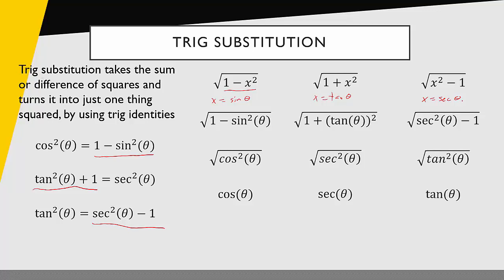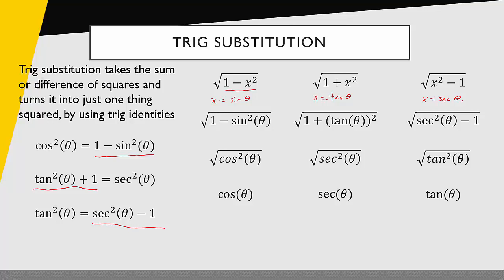So the concept of trig sub says that we're making a clever substitution, x equals either sine, tangent, or secant, because when I plug it in, I'll be able to use the associated trig identity to simplify the radical.